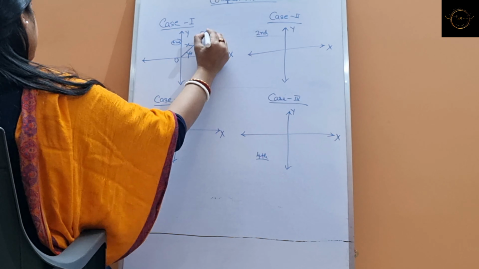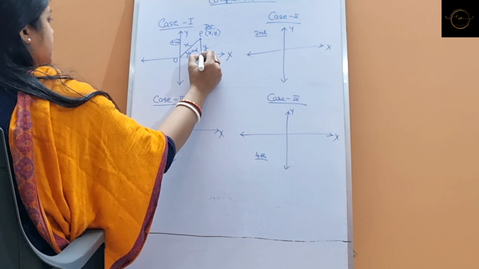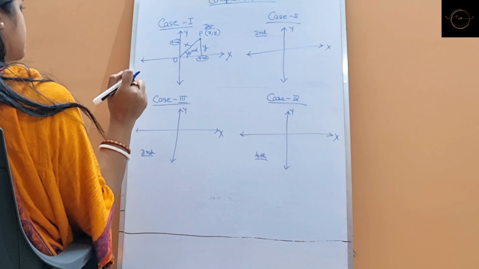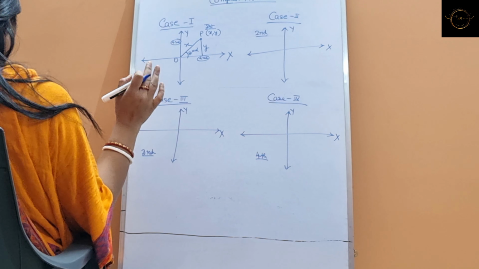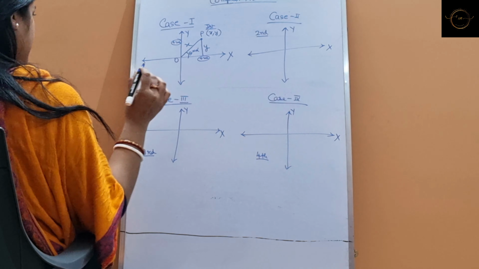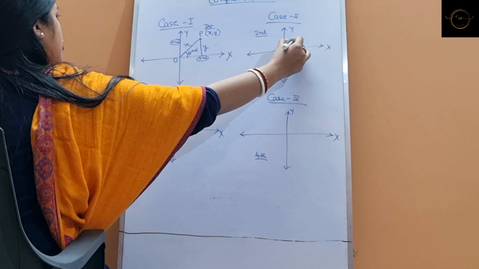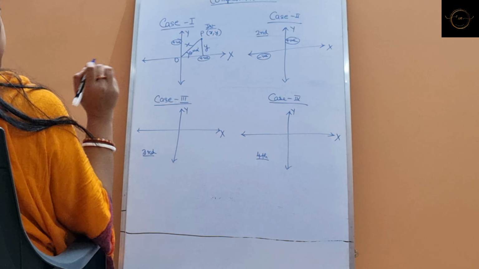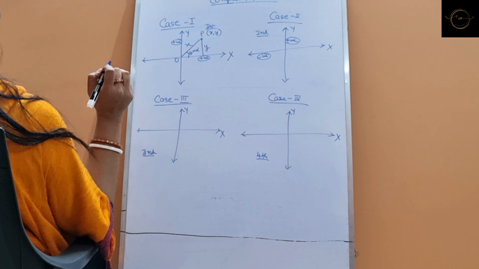The value of theta in this case is always positive, as it is in accordance with the positive direction of x and y axis. Now when we are coming to the second quadrant, we know that in the second quadrant y is positive and x is negative.